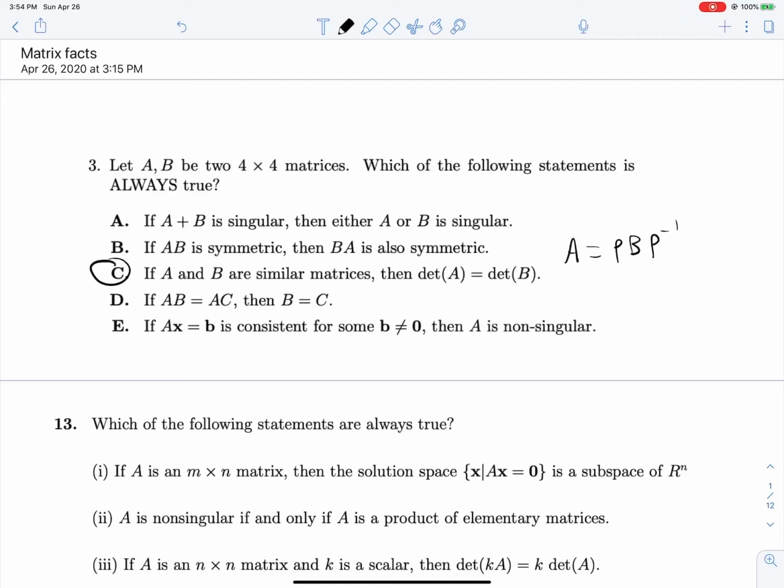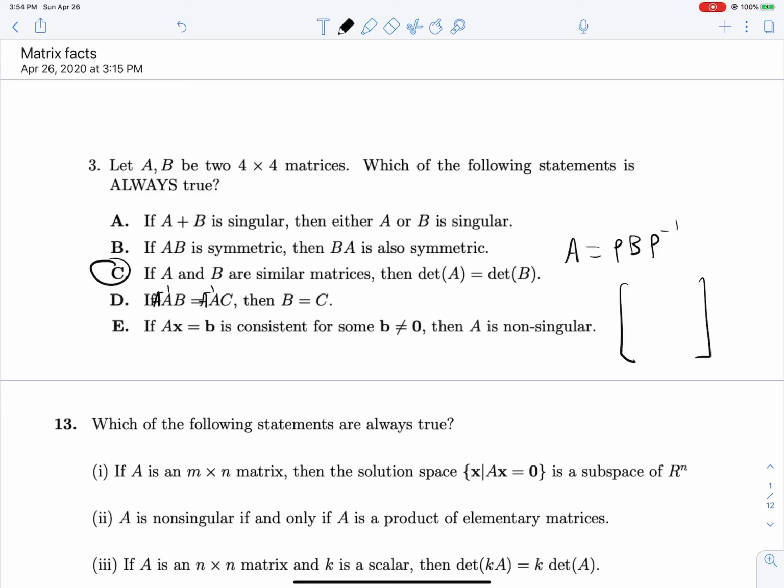Which is great for us because we were not sure about A and B. But D we know for sure is false. There's no way to prove that A will always be invertible because it's an arbitrary 4x4 matrix, and thus there's not necessarily a way to get rid of A by multiplying on the left by A inverse on both sides. What about E? If AX equals B is consistent for some B not equal to 0, then A is non-singular.